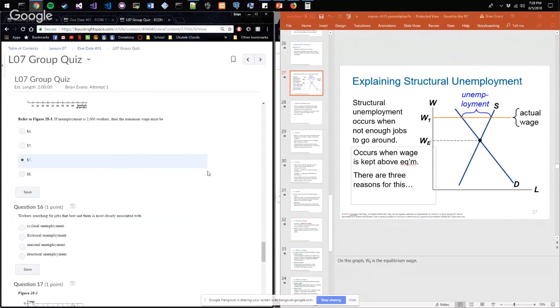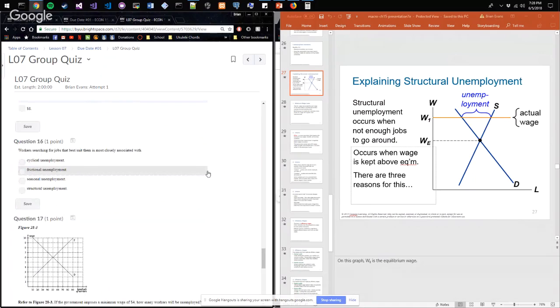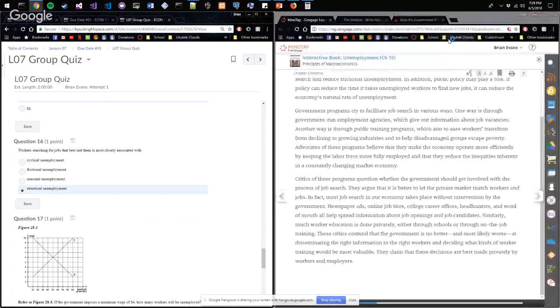So question 16, workers searching for jobs that best suit them is most closely associated with... That's structural, I think, because that's like the definition of job search. And then we said that structural unemployment was like them trying to find those jobs, right? Yeah. Okay, cool.